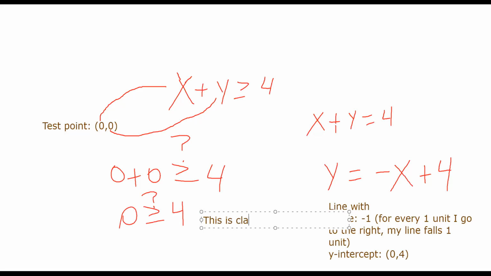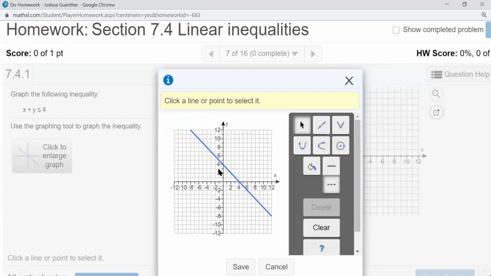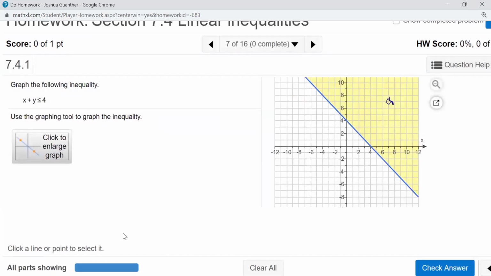This is clearly false. So when I go back and look to the graph, this is where that test point was. It was the region below the line. Since it was false, it's actually the region above the line I've got to shade. So I pick my paintbrush, click above it, shade it, save it.